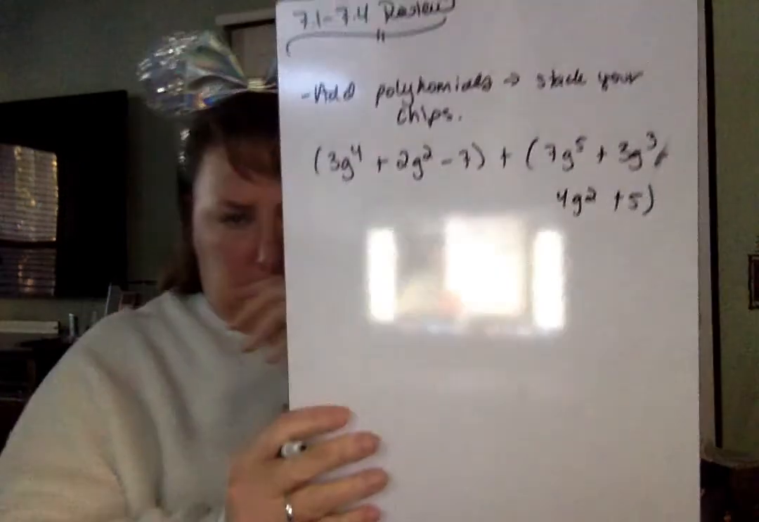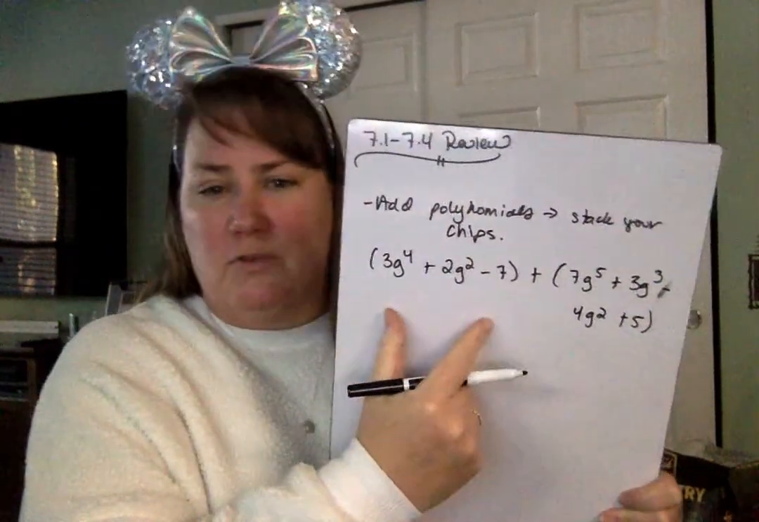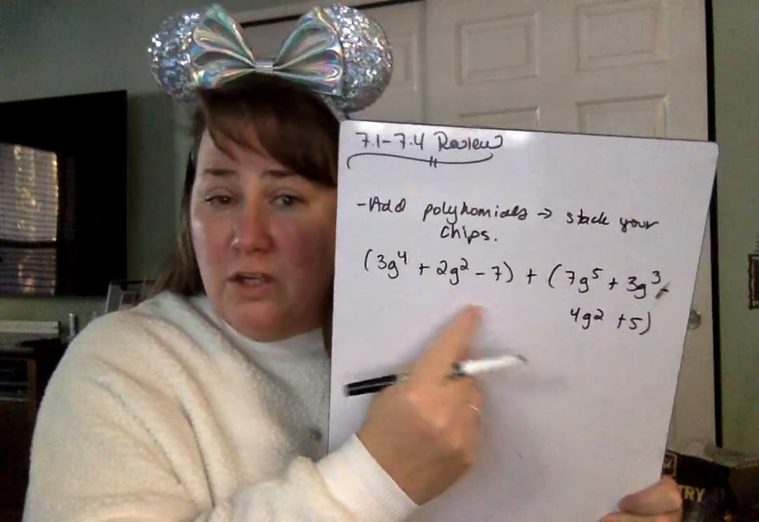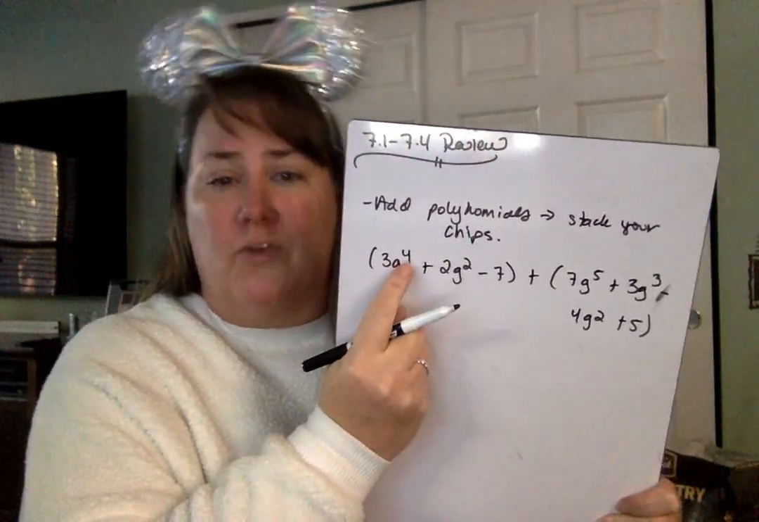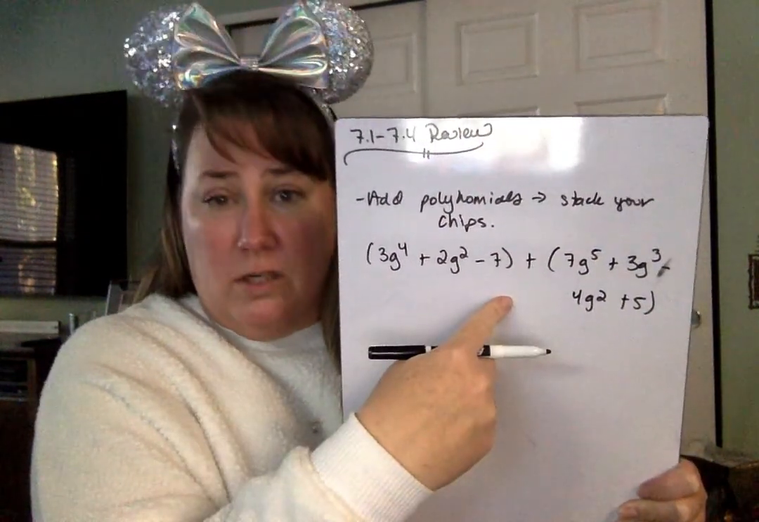So for example, I will do a problem. If we have like 3g to the fourth plus 2g squared minus 7, and we're going to add that to the quantity 7g to the fifth plus 3g cubed minus 4g squared plus 5. So we're going to add this three-term polynomial. Technically, this would be a trinomial. The degree of this polynomial would be 4, so it would be a fourth degree polynomial. And we can't do a degree of monomial because we have more than one term.